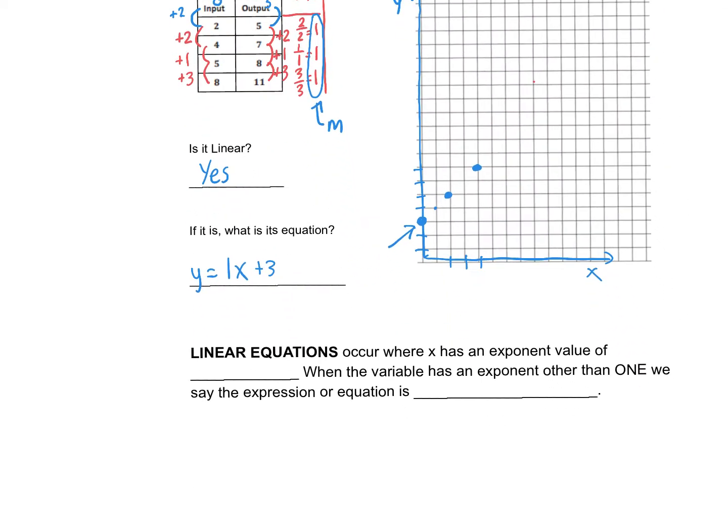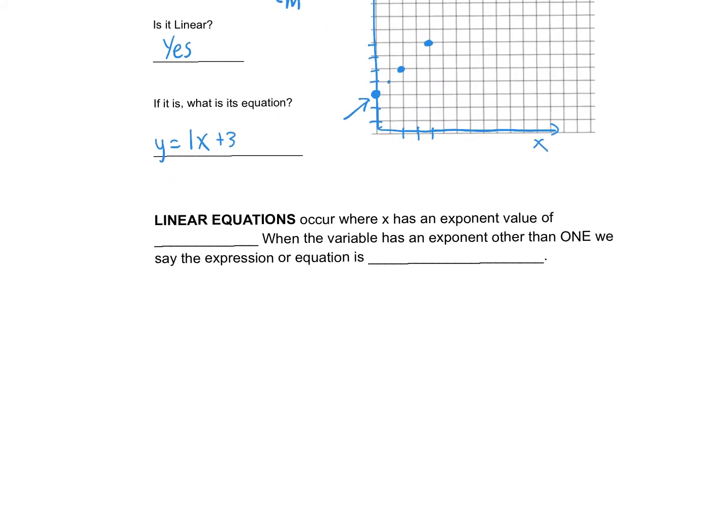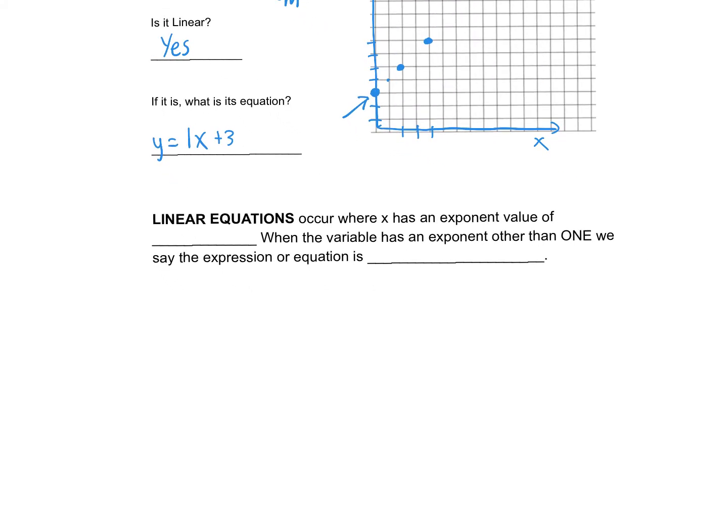Now let's talk about some more stuff. There are times where they don't give you a graph or a chart, and we can also still tell when something is linear. It is linear if x has an exponent value of 1.